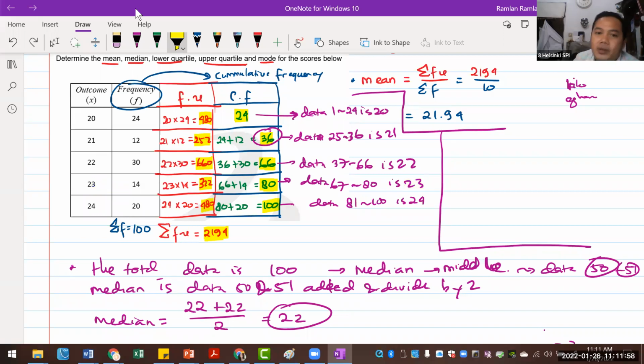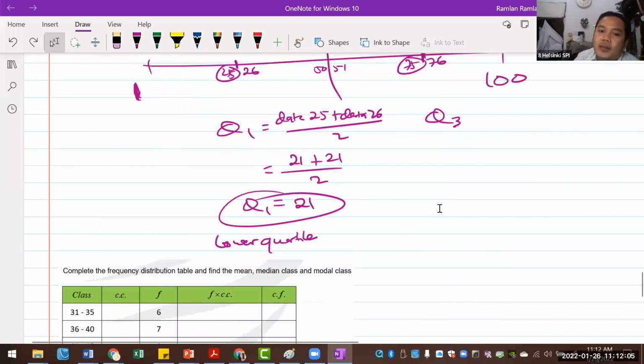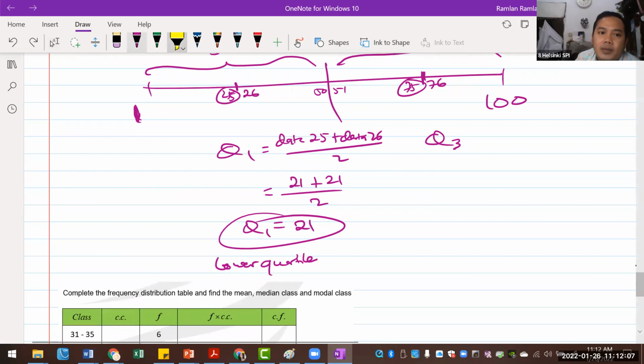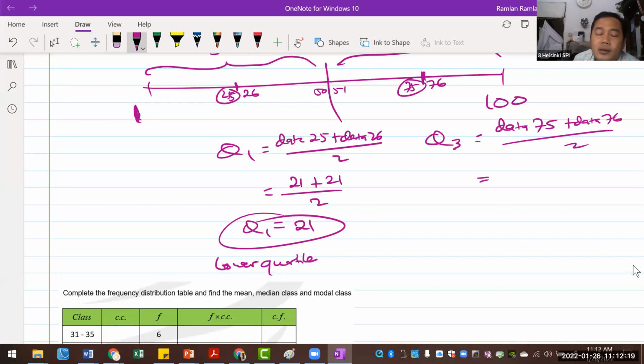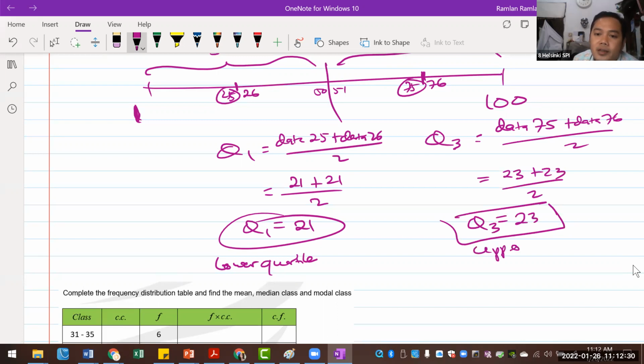So, because we know that data number 75 and 76, both of them kebetulan sama-sama 23. Oh, berarti kuartil 3-nya, saya ulang ya di sini. So, we are adding data number 75 and data number 76 and then divided by 2. So, coincidentally they are the same. So, 23 plus 23 divided by 2, that will also equal 23. So you get the final answer. This is the upper quartile.